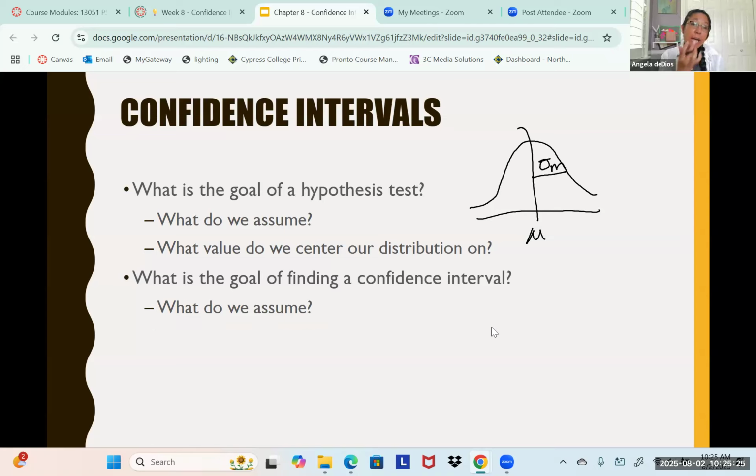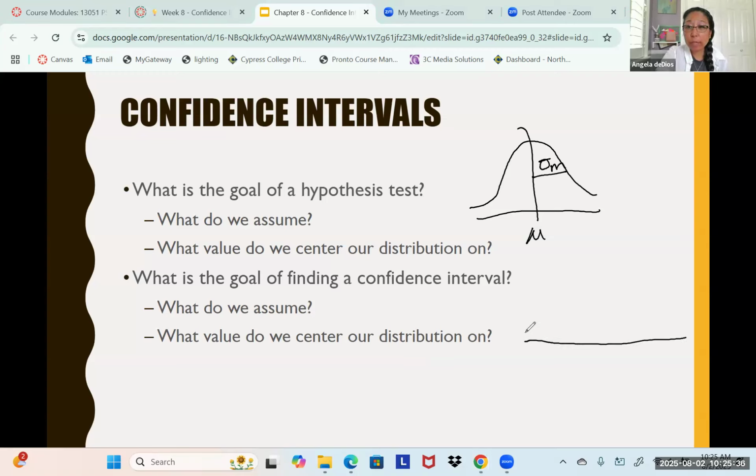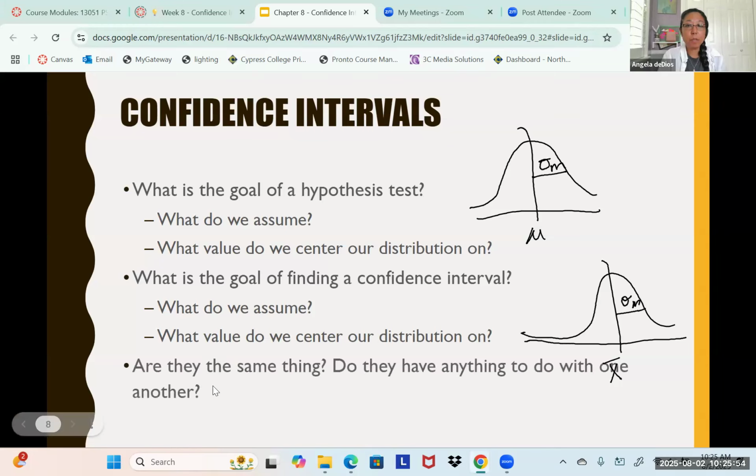We assume that our sample is going to be a good representation of the population. And we center our distribution on what we know, the information that we have access to. The information that we have access to is the sample mean. We're trying to guess the population mean. So this distribution of sample means is a little bit different. It's centered on the sample mean instead of the population mean. So they are different from each other.